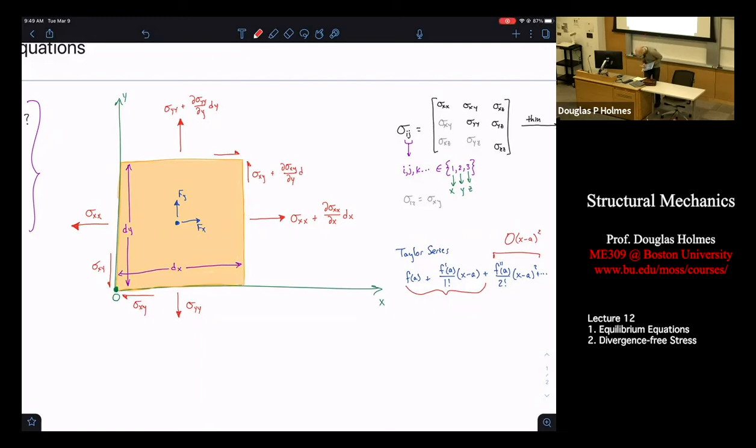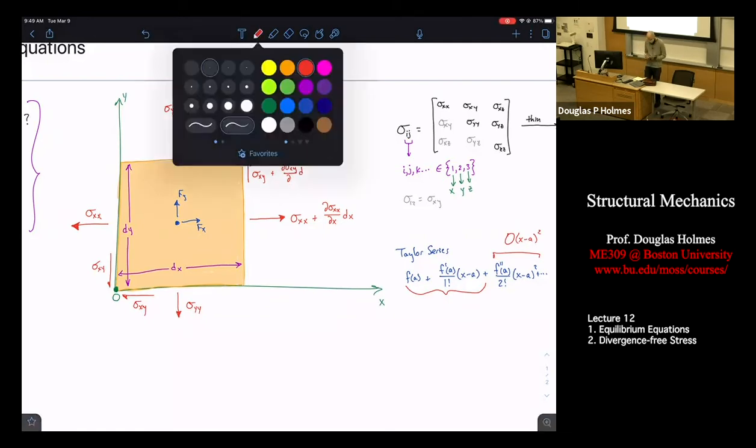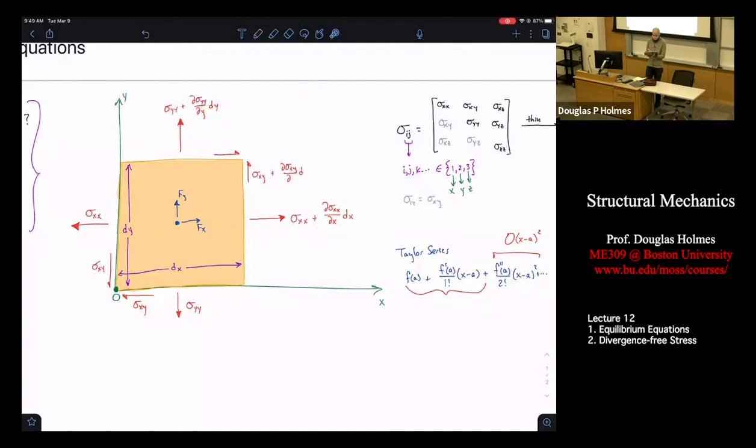Oops, which way did I go? Sorry, I messed it up. Can't read my notes. So we've moved from here to here, dx. And then this top one will be sigma xy plus the partial derivative of sigma xy over dy.